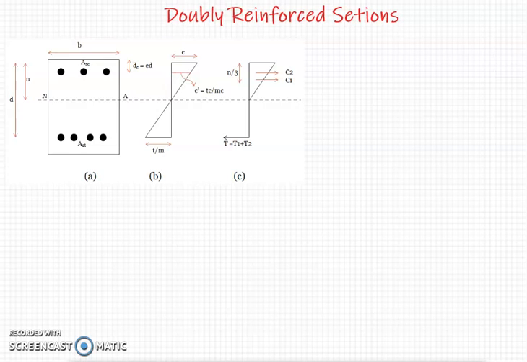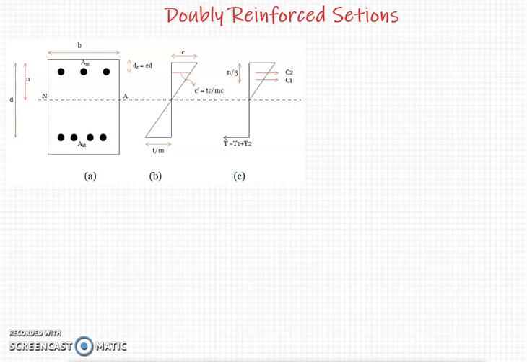Welcome back, students. So to start with the derivation of depth of neutral axis, this is the same diagram which we have discussed earlier in the previous video. So this is basically a doubly reinforced beam section with AST and ASC here.